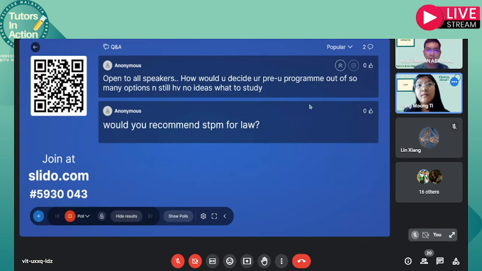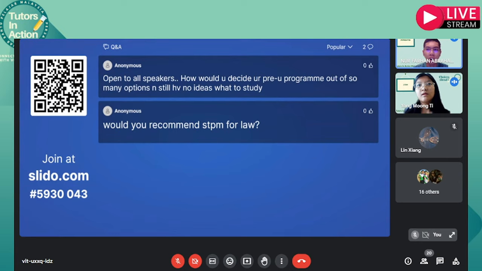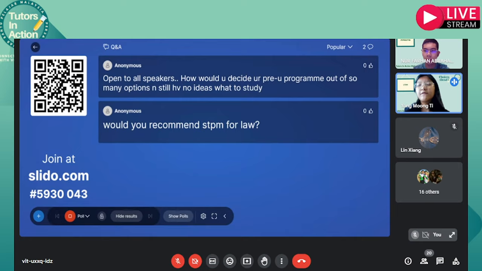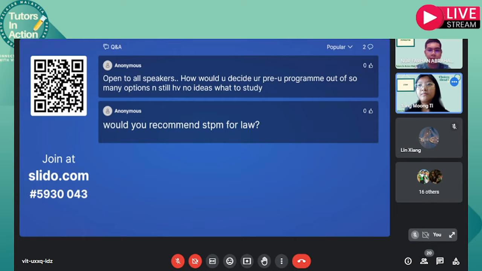The last one for STPM. Would you recommend STPM for law? Would I recommend STPM for law? I would say, I can't speak for law students because I took science, but I do have friends who are looking to take law, who are doing STPM. So I think if you are looking to enter a Malaysian public university for law, I think STPM is a good choice for you.